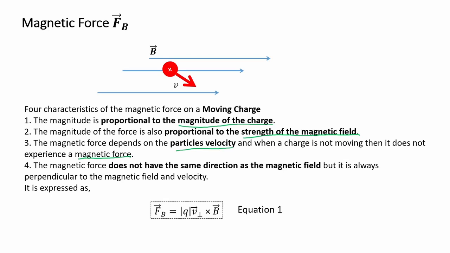And number 4, the magnetic force does not have the same direction as the magnetic field, but it is always perpendicular to the magnetic field and velocity. Taking all these four characteristics, we write the magnetic force as shown in equation 1.